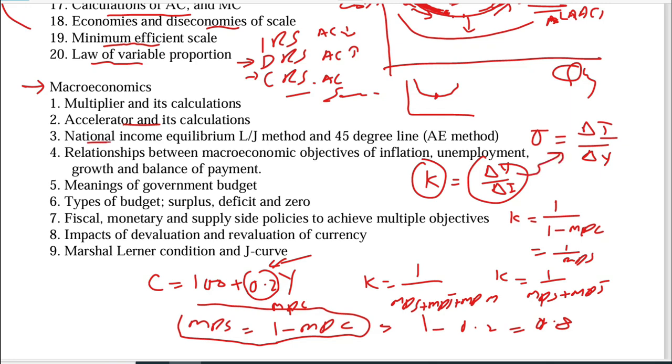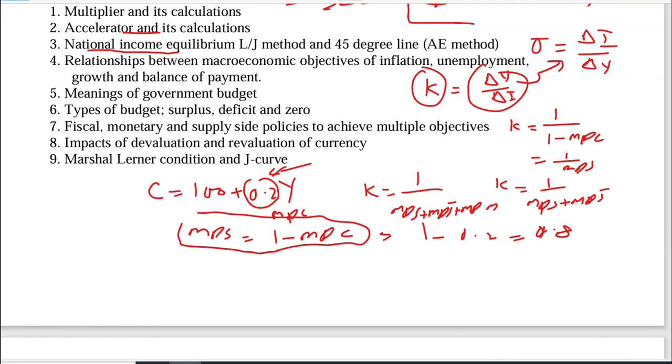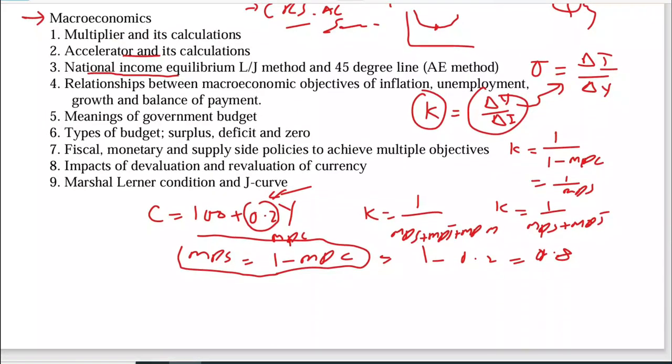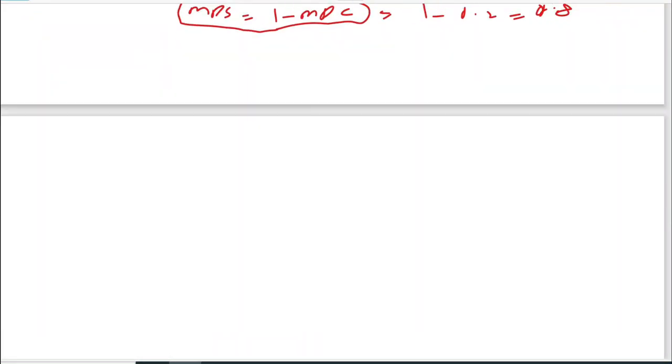And now moving to national income equilibrium, where leakages and injections are equal. There is equilibrium, and leakages are the ways through which income is leaked or withdrawn from the circular flow of income. Leakages are equal to saving plus taxes plus imports, and injections are equal to investment plus government expenditure plus exports.